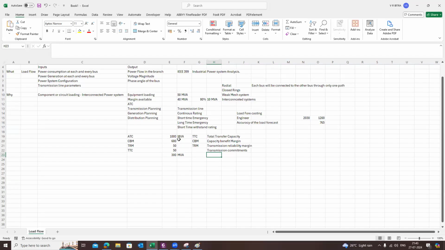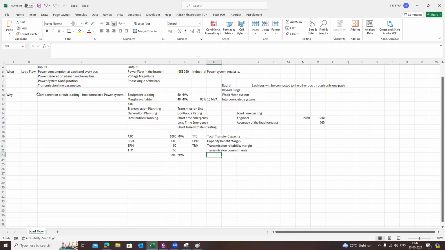So we should not consider 400 MVA. That means total transfer capacity minus the existing one will not give you the available transfer capacity, because you have to consider two other margins also, the capacity benefit margin and the transmission reliability margin. So for this 1000 MVA total transfer capacity, if 600 MVA is the existing one, the available transfer capacity will come as 300 MVA instead of 400 MVA. This is another important parameter needed for transmission planning. Available transfer capacity plays a critical role as far as transmission planning is concerned.